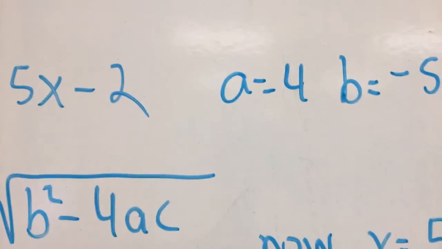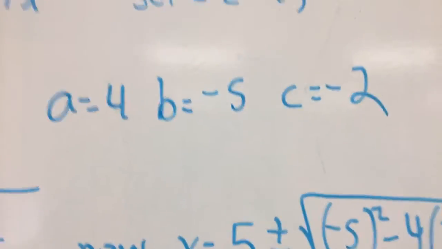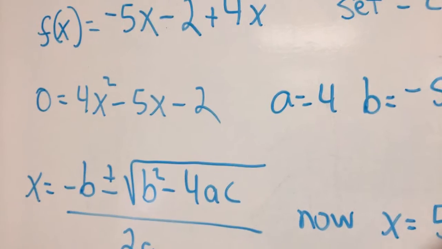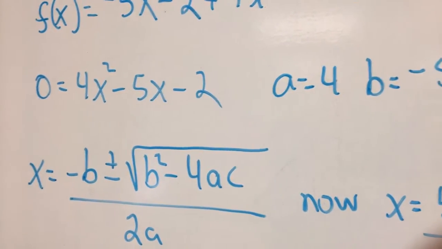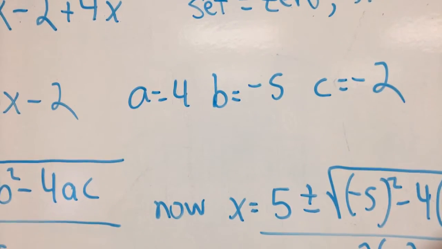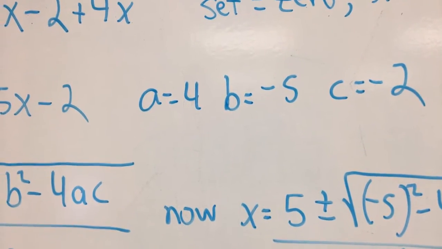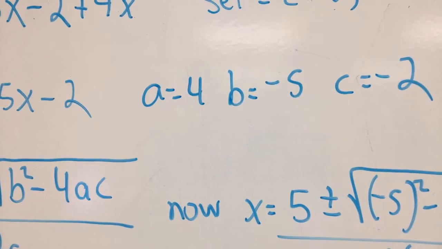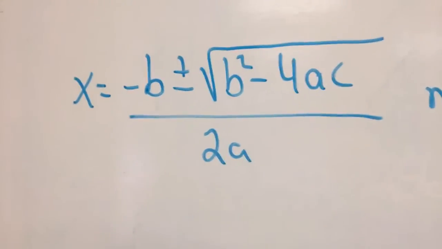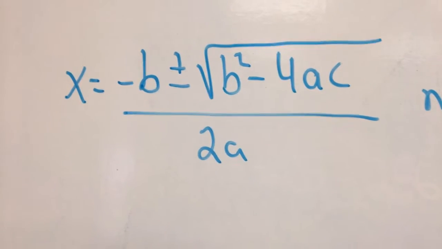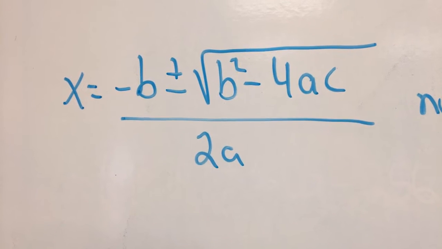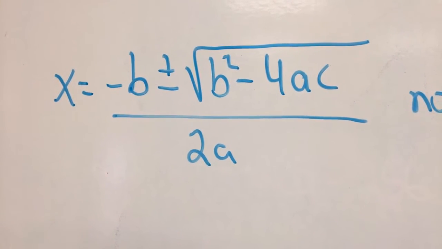Now I'm going to identify my a, my b, and my c. Now, does everybody see where I got the a, b, and c? A is the coefficient in front of the squared term. B is the coefficient in front of the linear term. And C is the number hanging on the end. That's why this is very important. You put it in standard form first. All right, and then here is your awe-inspiring, the one and only, wait for it, yes, the quadratic formula. X is equal to negative b plus or minus the square root of b squared minus 4ac all over 2a.